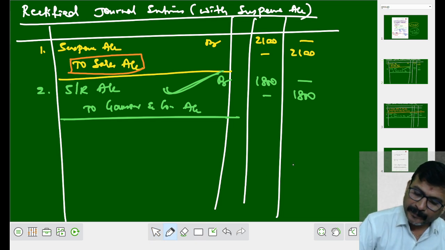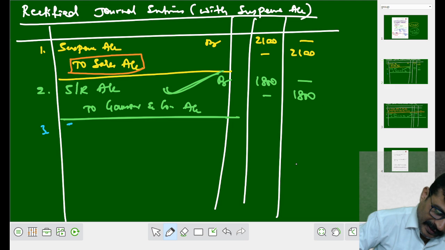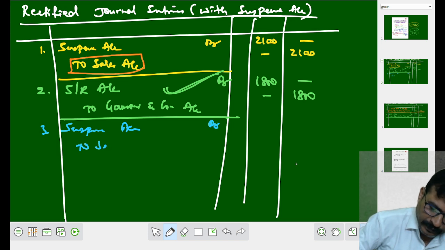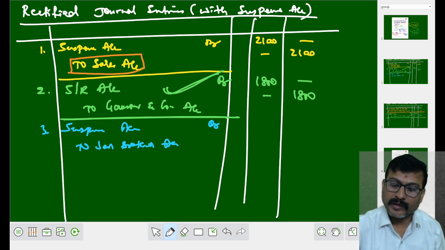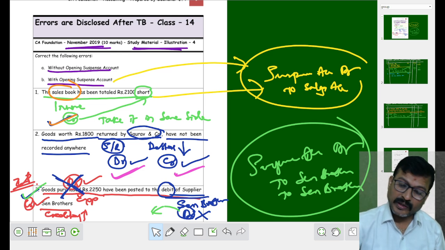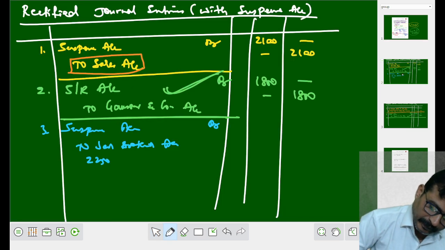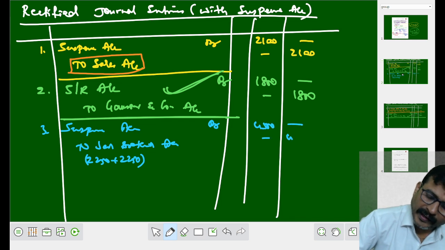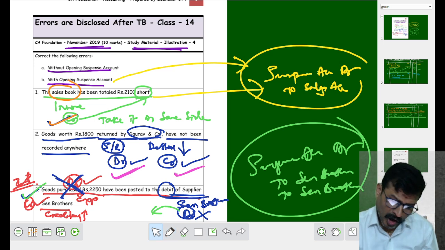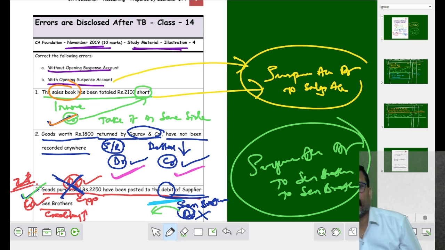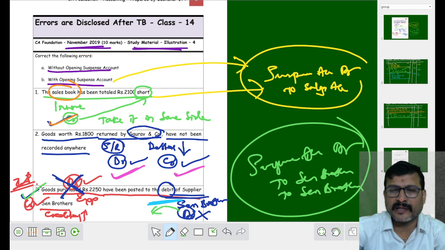Now what is the entry here? The entry is suspense account debit to Sen Brothers account. How much amount do we have to take? We have to take an amount of rupees 2250, 2250, which comes to 4500, 4500. Being wrong debit to Sen Brothers account is rectified.